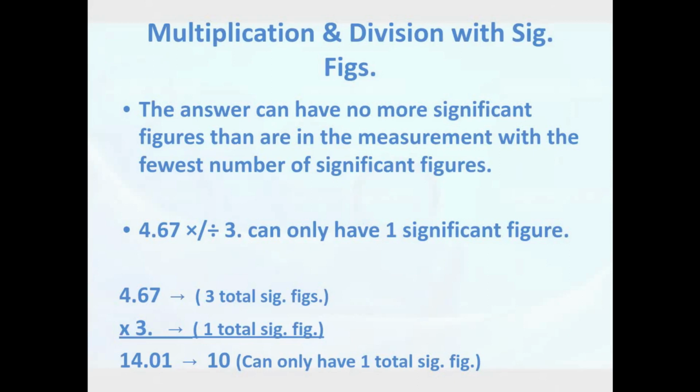Now another point to make: if I put a decimal after that 10, that would be 2 significant figures. So make sure when you have numbers that end in 0 like 10 or 100, you're using that decimal appropriately.